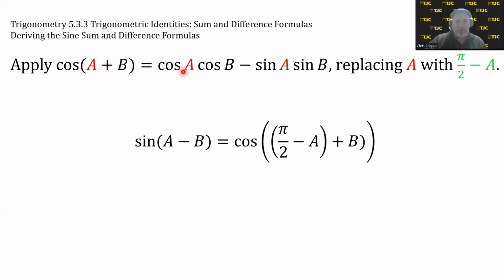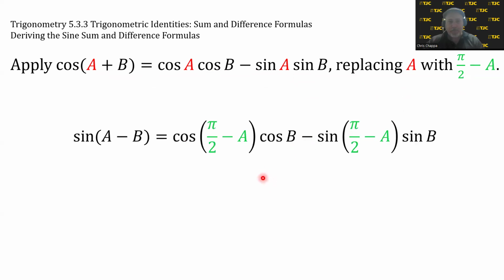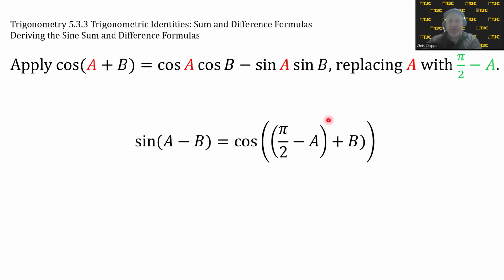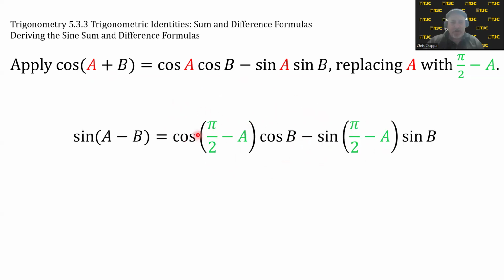Cosine of A plus B equals cosine of A cosine of B minus sine A sine of B, but we're going to replace the A with pi over 2 minus A. So look very closely to see what we just did. We just applied the formula for cosine of A plus B to this expression here. And so everywhere there's a red A, it will become pi over 2 minus A. All the B's will stay the same. So cosine of pi over 2 minus A cosine of B minus sine of pi over 2 minus A sine of B.